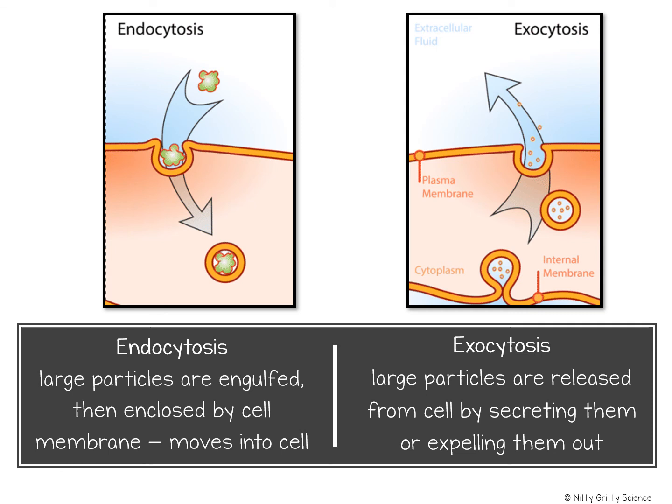Now, exocytosis is the reverse active transport process of endocytosis and is the process of a cell taking material from inside itself and secreting or expelling it from the cell. This is usually waste or other chemicals that the cell no longer needs.